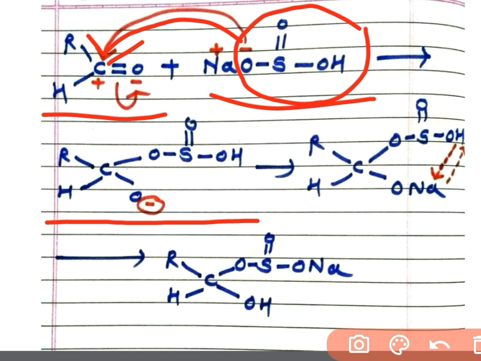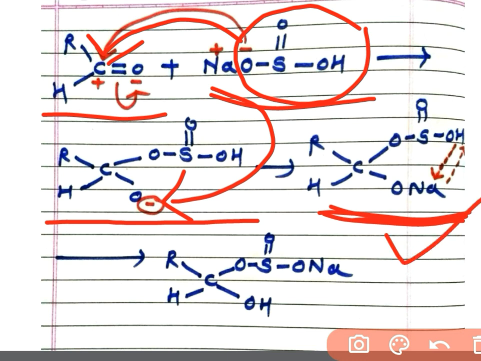Next, but our product is here. This Na plus now attacks or attaches to this negatively charged O minus. So here you get this type of product. Okay, Na plus joins this O minus and forms this type of product. But our final product is not similar to this. It is in this way.